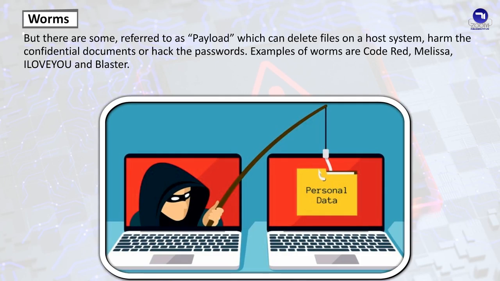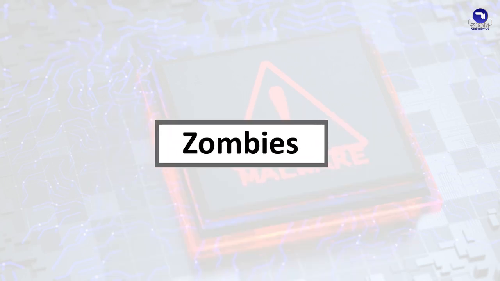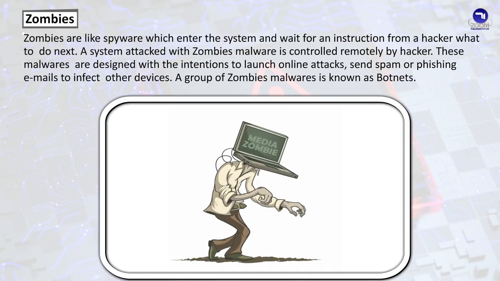Examples of worms are Code Red, Melissa, I Love You, and Blaster. Zombies. Zombies are like spyware which enter the system and wait for an instruction from a hacker on what to do next. A system attacked with zombie malware is controlled remotely by a hacker. These malwares are designed with the intention to launch online attacks, send spam or phishing emails to infect other devices. A group of zombie malwares is known as botnets.